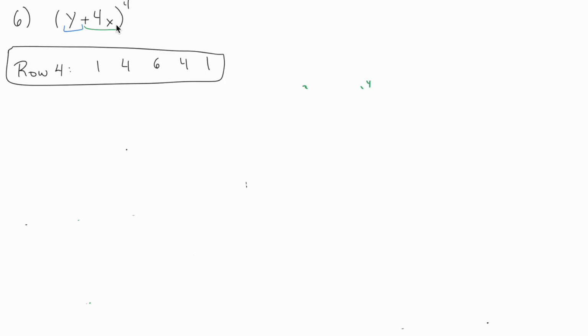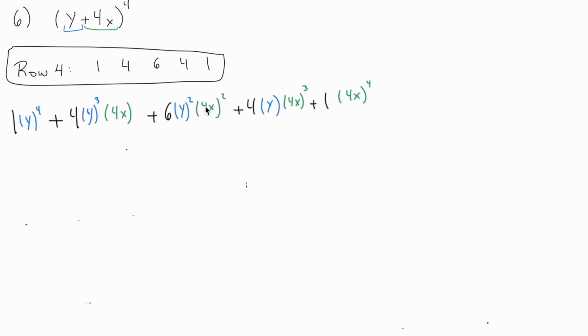So now we're doing number 6. In number 6, again, I am expanding. So I need to look at the row in Pascal's triangle. The exponent, the power, is telling me what row of Pascal's triangle I need to go to. So I need to go to row number 4. The first thing that I do is write the numbers of Pascal's triangle.